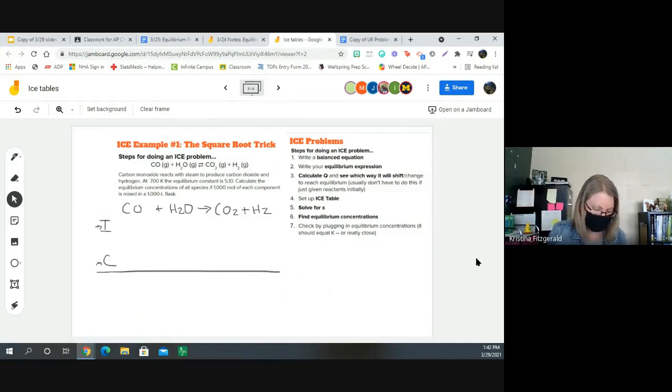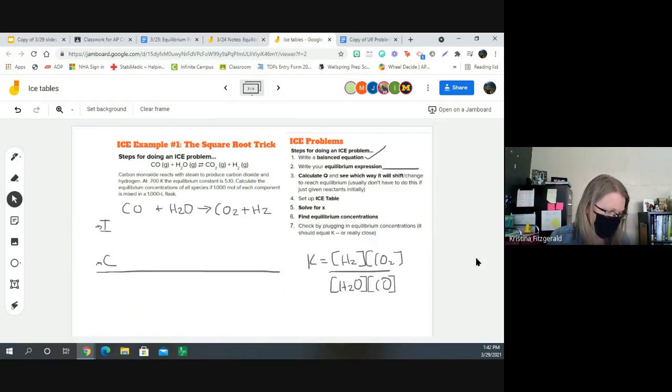So we've got a few things. We have a balanced equation, check. We have to write our equilibrium expression, so let's do that. At equilibrium, these are the things we're putting together. And then we have to look at what numbers they give us. We're not at equilibrium right now, so they tell us that at equilibrium, K is 5.10.